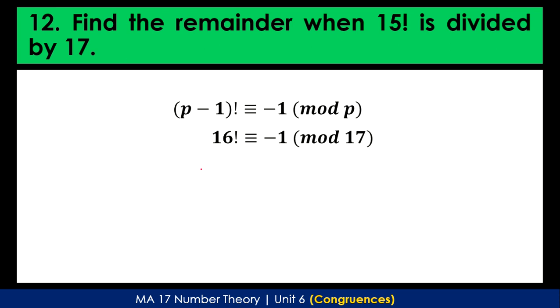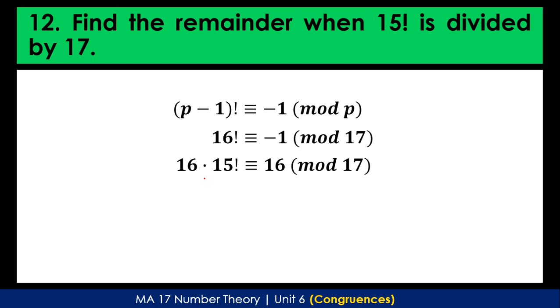So let's rewrite this 16 factorial as 16 times 15 factorial. And then for that negative 1, let's just add 17 to get the non-negative residue, so that's 16. So we have 16 times 15 factorial is congruent to 16 modulo 17. Take note again, 16 factorial can be expressed as 16 times 15 factorial.